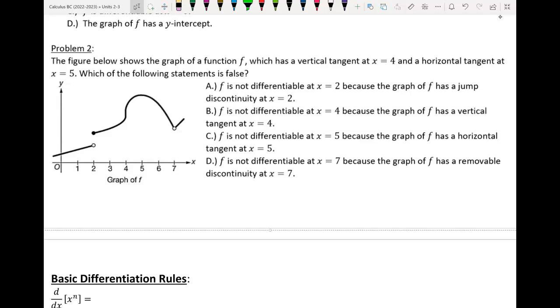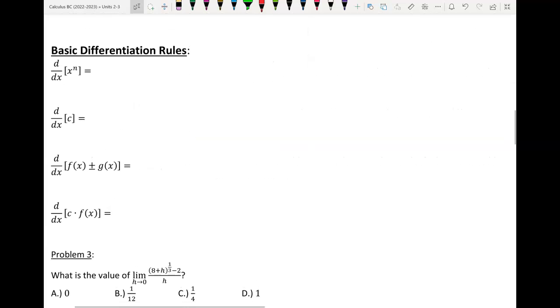Oh, it's asking for it as false. Oh, okay. I wasn't paying attention to that. So good job, guys, for paying attention. So f is not differentiable at 2. That's true. Not differentiable at 4. That's true. Differentiable at 7. Okay, very good. All right, let's go on.